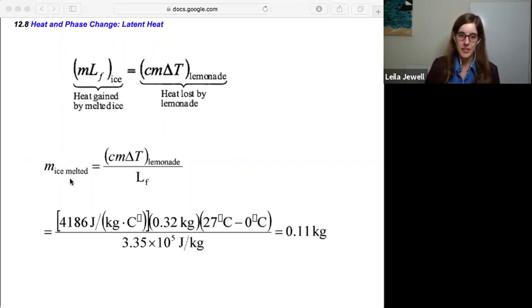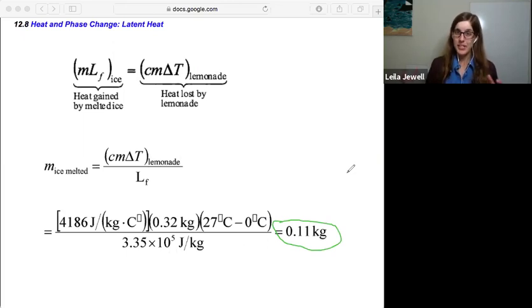So the mass of the ice melted is going to be equal to the heat that is lost by the lemonade divided by the latent heat of fusion of ice, which we can look up in that table. And we would find if we did that it's 3.35 times 10 to the 5th joules per kilogram. That's the latent heat of fusion for water. And then for the lemonade, we have our specific heat, C, times the mass, times the change in temperature, which is positive. And so this calculation comes out to 0.11 kilograms.